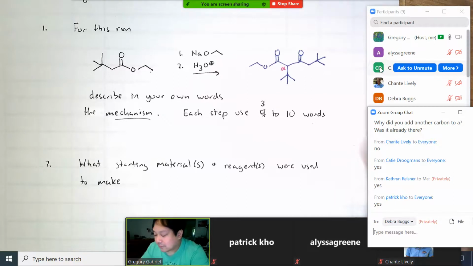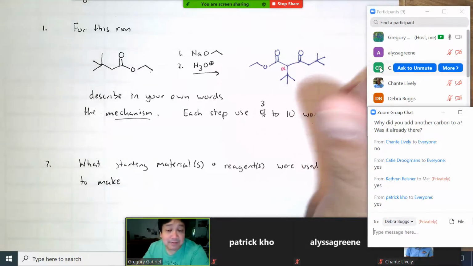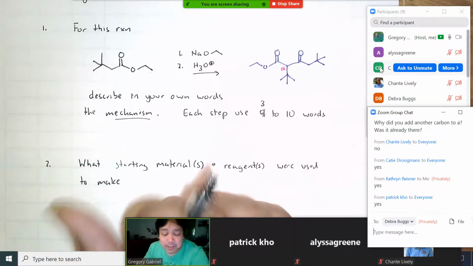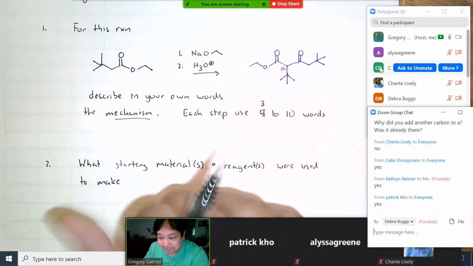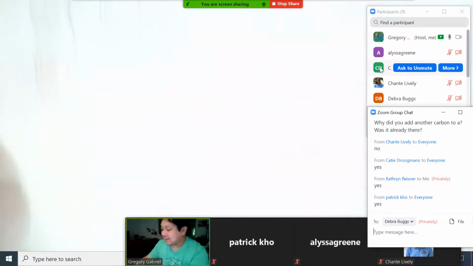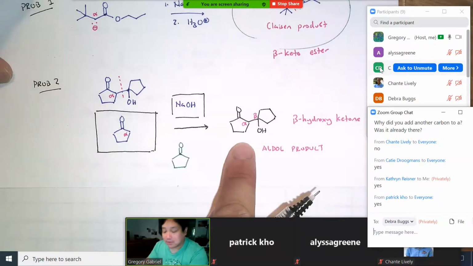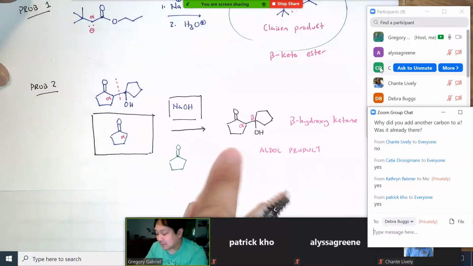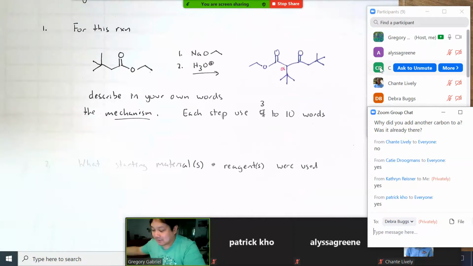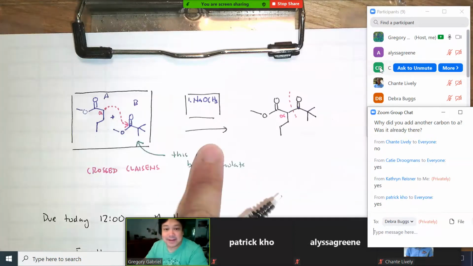So for the first problem, it's based off of a Claisen. The second problem is also based off of a Claisen. All right? It's going to be asking you to do this type of analysis. Well, this type of analysis, but this was for an aldol. Okay? This type of analysis.